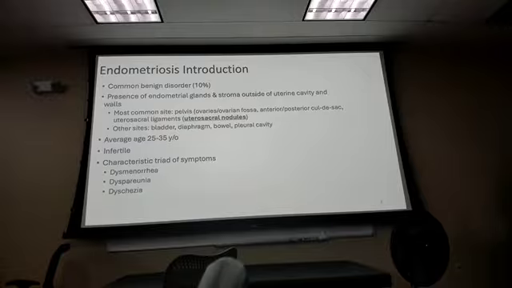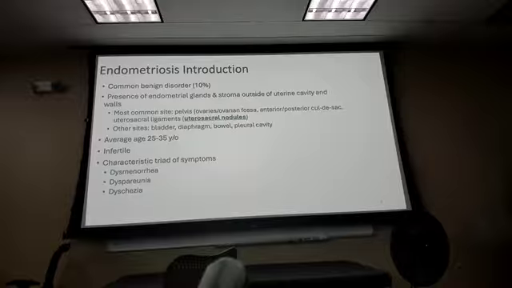Otherwise, we think about this classic triad of symptoms. Patients often have dysmenorrhea. Now, this can be a cause of primary, but usually we think about this as a cause of secondary dysmenorrhea. Remember, secondary dysmenorrhea differs from primary dysmenorrhea in that these patients had a time period where they did not have painful menstrual cycles, and now they're having painful menstrual cycles. Dyspareunia, which is painful intercourse, especially when you have those cells around the vaginal area in the pelvic cavity, is going to start causing some scarring, and that can cause painful intercourse.